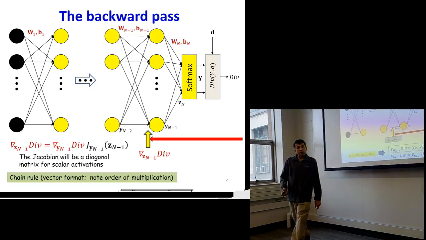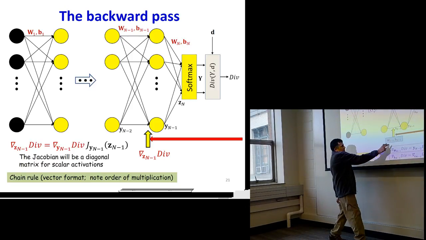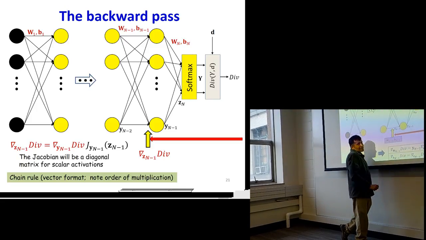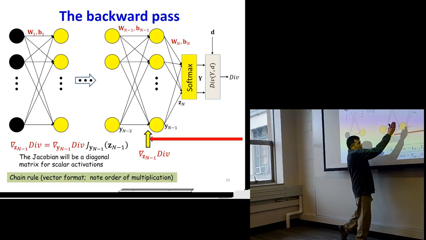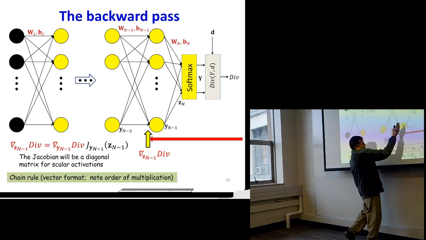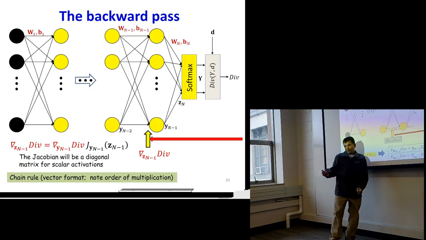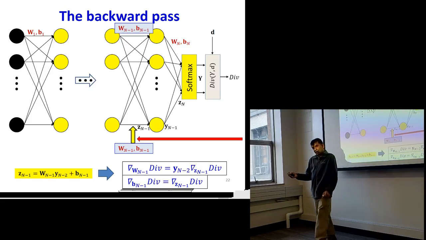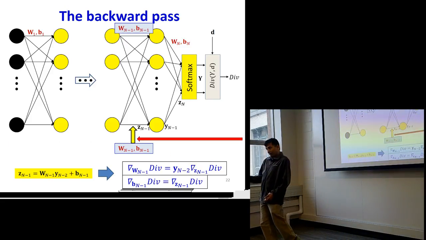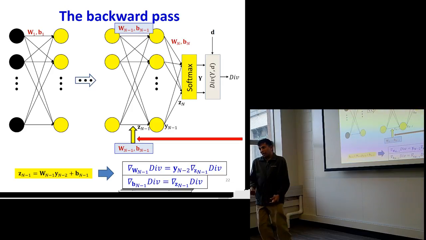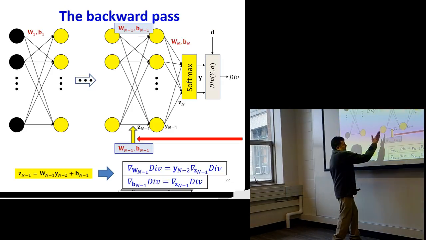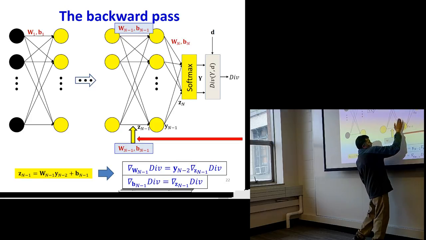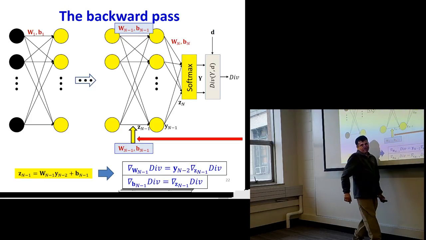I can now compute the derivative of the divergence with respect to both the weights and the biases in this layer. The derivative for the bias is simply the derivative of the divergence with respect to this z, right? Straightforward. For the weights, what is that derivative going to be? It's the same rule as before. It's going to be this term, this y, times the derivative of the divergence with respect to z.